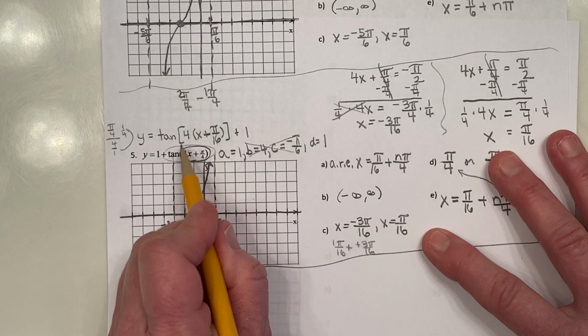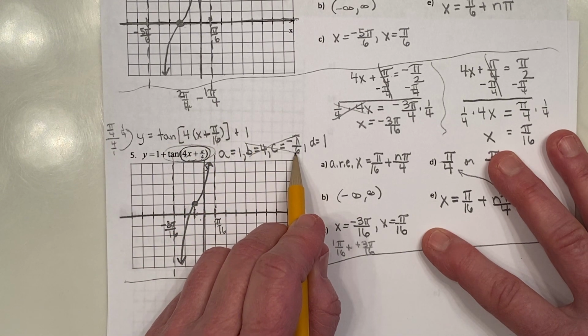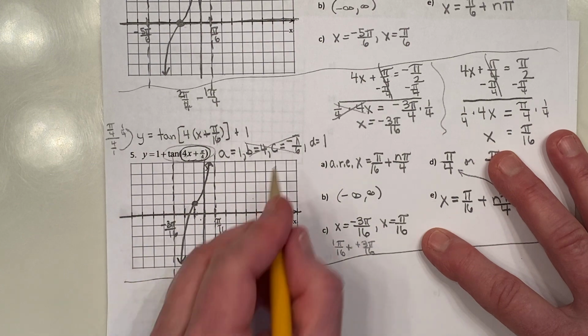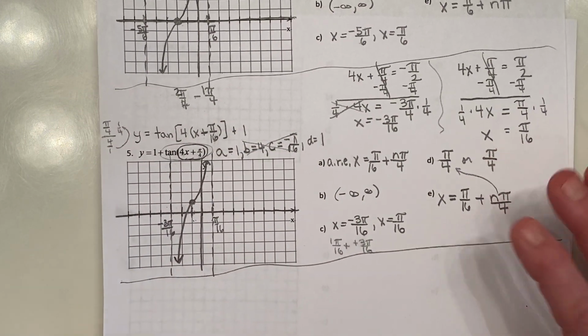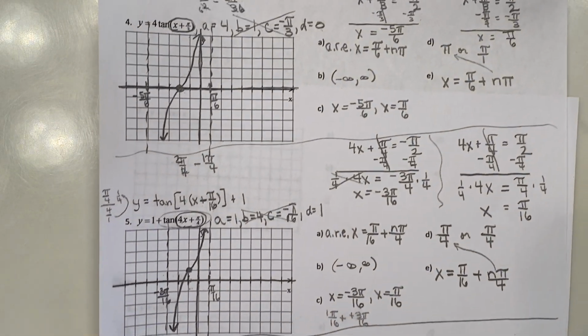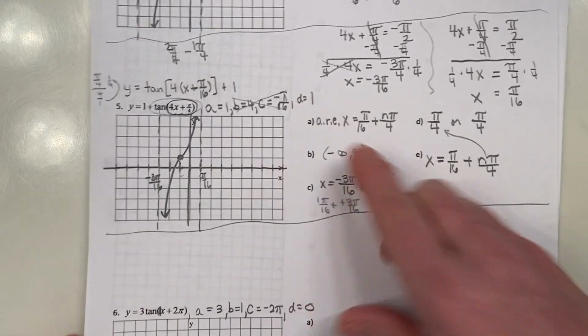The reason I did it here is because I needed to see what C was to accurately record it. In the previous example, it might have had to be negative pi over 16. It almost looks like I forgot the 1. Yeah, I think that should have been negative pi over 16. I think I left off that little 1.